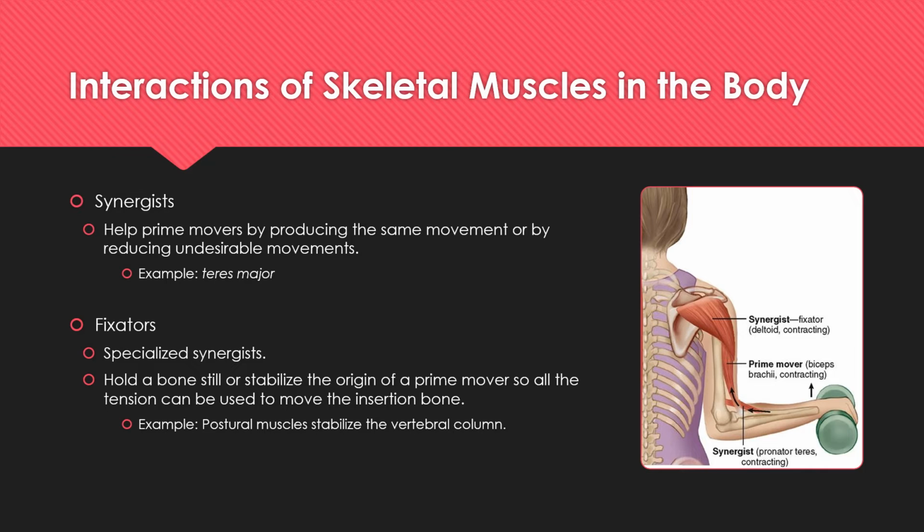Other movements in your skeletal muscles, you might see, are synergists and fixators. Synergists assist prime movers by producing the same movement or reducing undesirable movement. An example here is the teres major, which is going to help your shoulder extend to its full capacity and help you fully move it. The fixators are specialized synergists. They're going to hold bones still or stabilize the origin of a prime mover, so all the tension can be used to move the insertion bone. An example of this would be the postural muscles that stabilize your vertebral column.